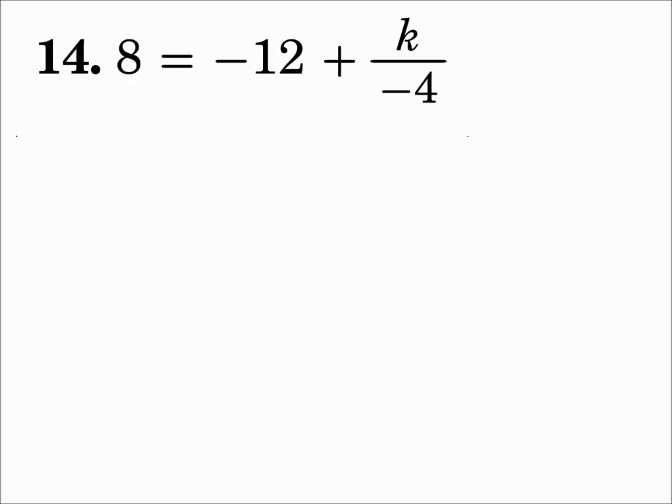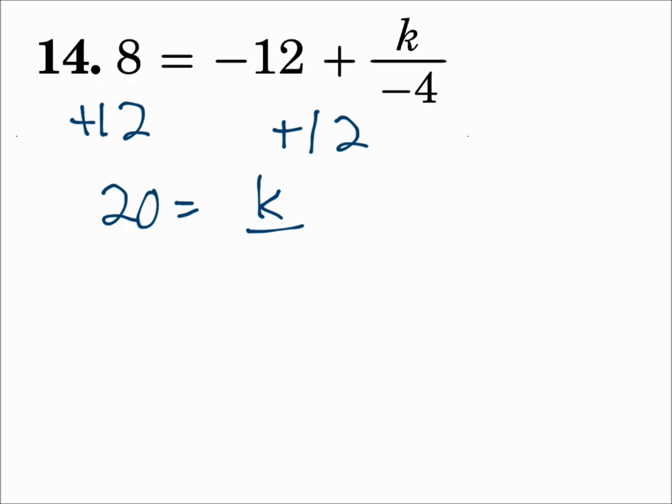Number 14. 8 equals negative 12 plus k over negative 4. We have a fraction, but it's not complicated, so add or subtract first. Since we have a negative 12 that's added to the k, do the opposite of a negative and add it to both sides. 8 plus 12 is 20. The 12's cancel on the right, leaving k over negative 4.